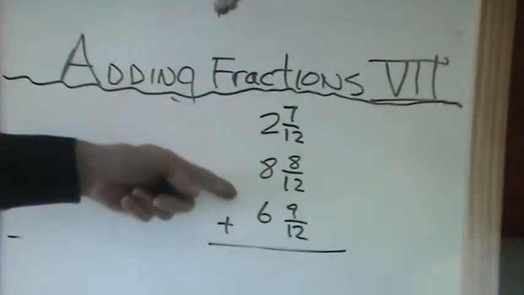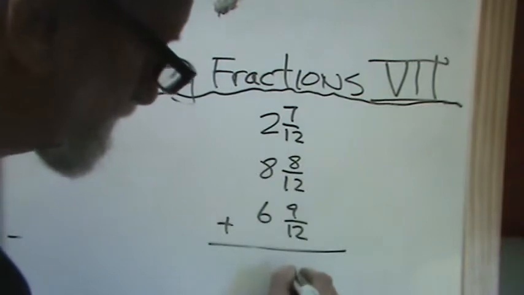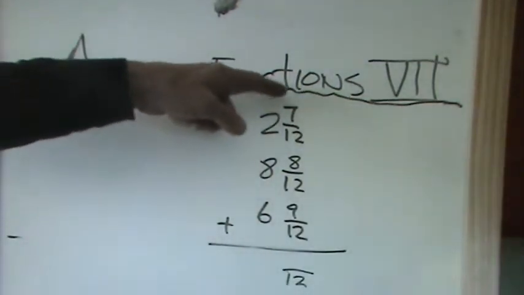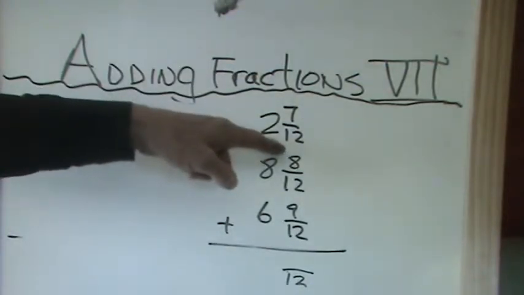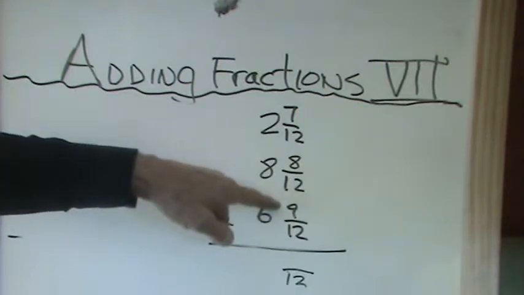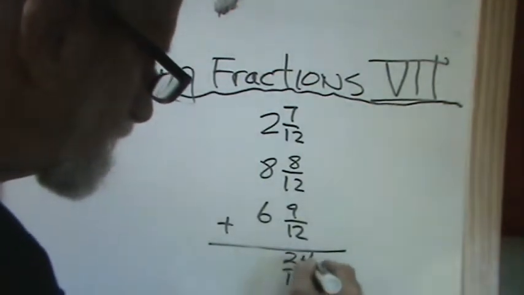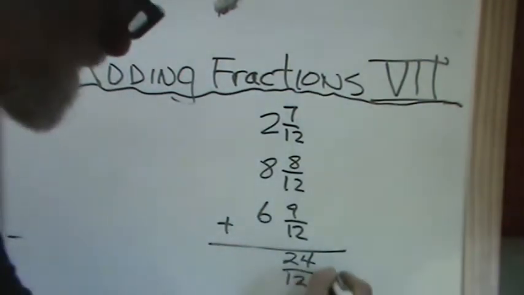We have a mixed number here. So for now, we're going to ignore the whole numbers and deal with the fraction. Well, they're all 12ths, so we know our denominator is going to be 12. So we add the numerators. 7 and 8 is 15. 15 and 9, well, I know 15 and 10 would be 25, so 15 and 9 would be one less, that's 24. Well, improper fraction. So we've got to change it.